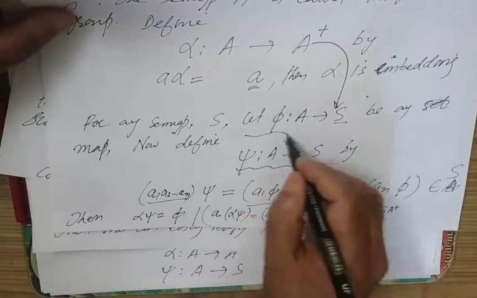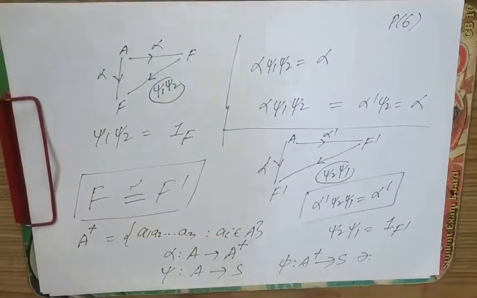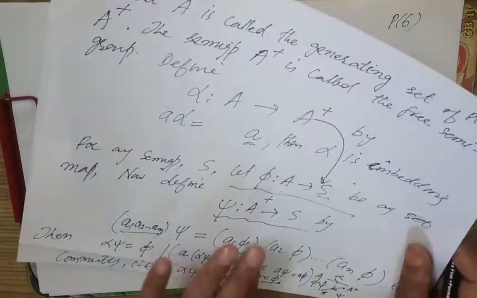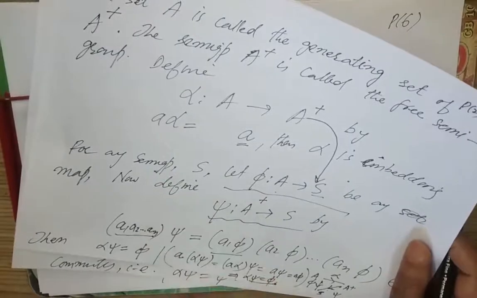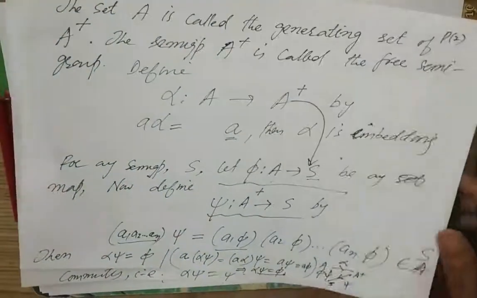So that means A plus is a free semigroup, and any two free semigroups on a given set A are isomorphic. Therefore A plus is the unique free semigroup. This is the unique representation of the free semigroup on a given set A.